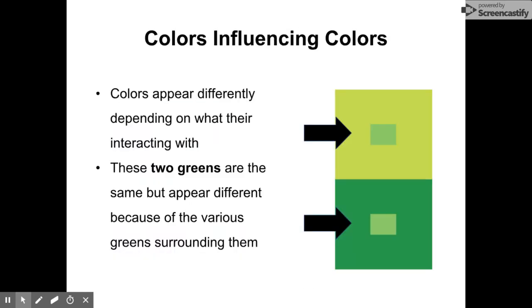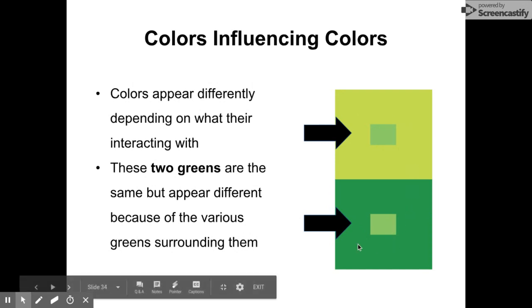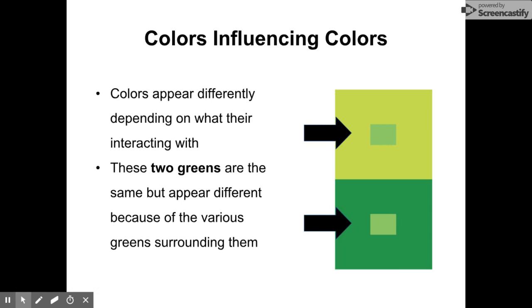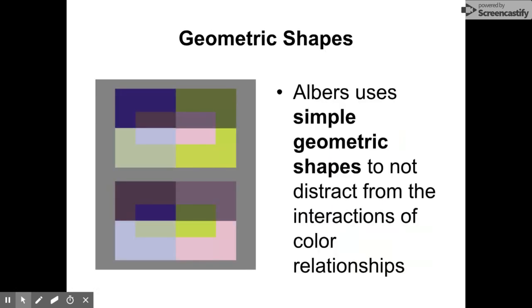So the first thing is he tried to make colors look very different, even though they're the same or identical. For example, the green square on the inside, both of these are exactly the same color. But the one above here appears to be darker because of the lighter green outside of it. And this one down here appears to be lighter because of the darker color around it. So these colors look different depending on what they're surrounded by.